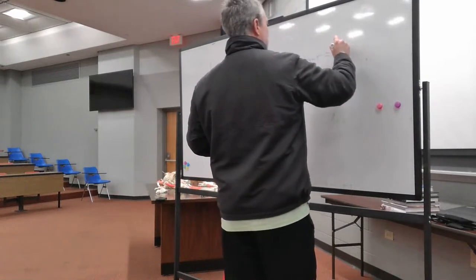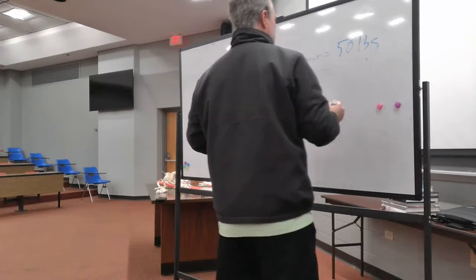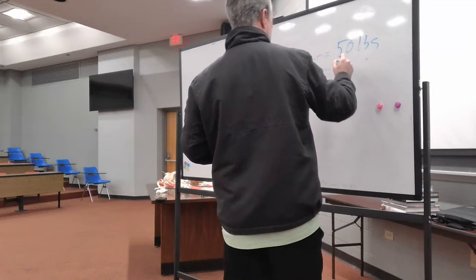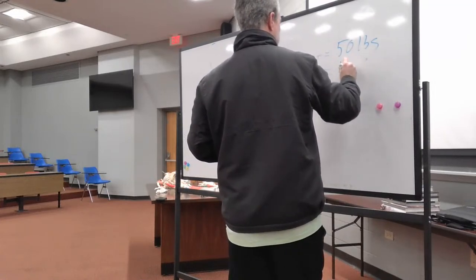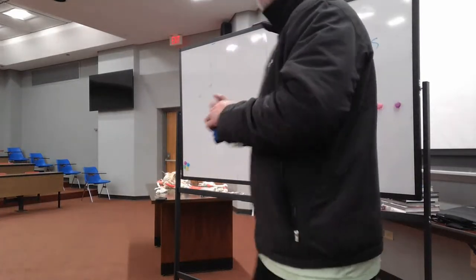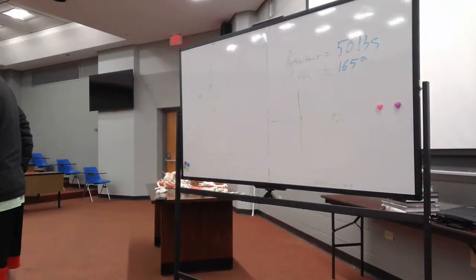All right, I'm leaning with a force of 50 pounds. Ooh, I like this. At an angle from the horizon of 165 degrees. Where am I leaning? My question is, am I leaning on a table or am I leaning against the wall? And if it's a wall, which wall?